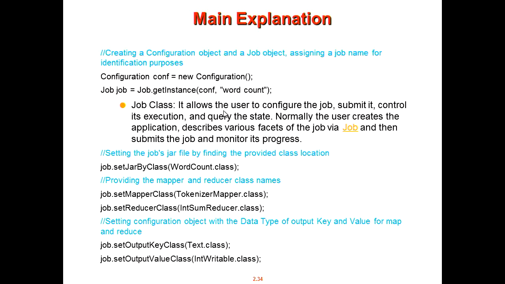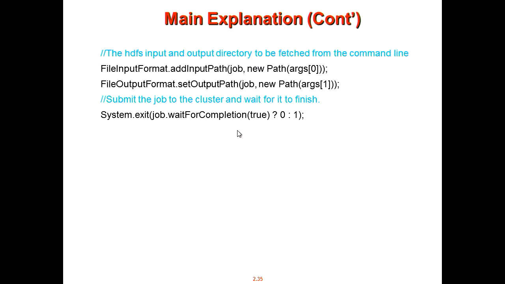There are more details about the classes, but I think they are not very important at this stage. For example, the configuration and job objects are for you to use to configure your MapReduce job. Later you'll see how you can configure it. You can set the jar by class, so you need to provide the class location for your MapReduce job, and also provide the mapper and reducer classes, set the output key and value data type classes, and the input and output folders, and wait for the job to finish.